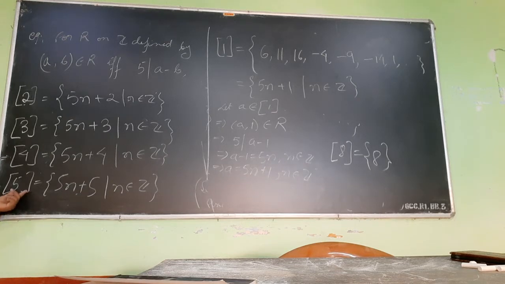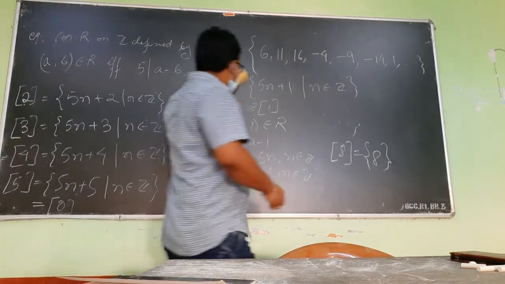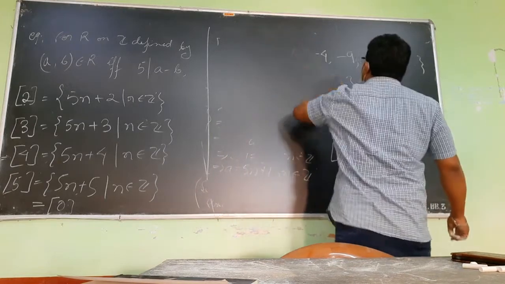See, when you come to the equivalence class of 5, you can write this one as 5n plus 5. This can be written as what? 5 into n plus 1. So this actually is the equivalence class of 0, because this is a multiple of 5: 5n plus 5, which is 5 into n plus 1. This is a multiple of 5. So this equivalence class and this equivalence class are actually the same thing. We will show how these are the same.